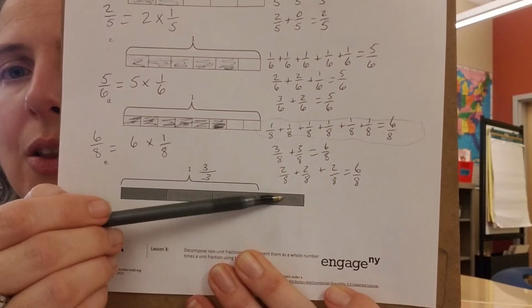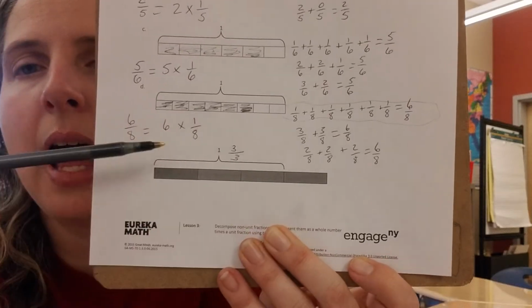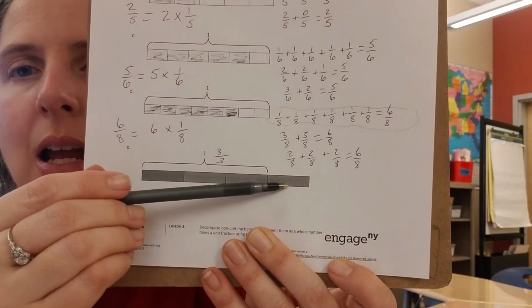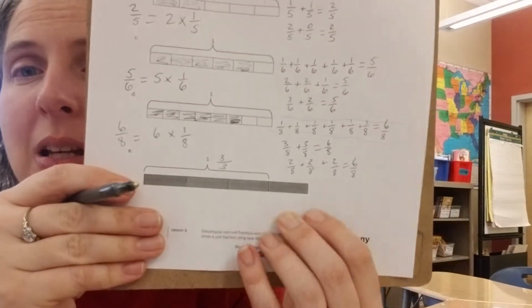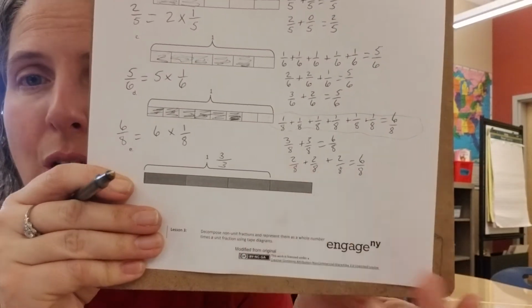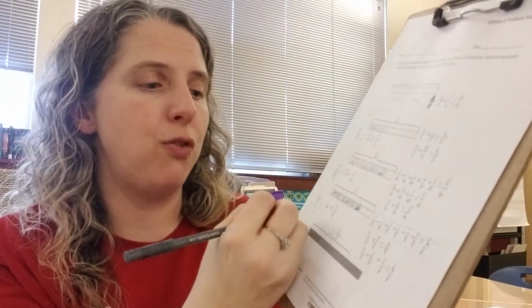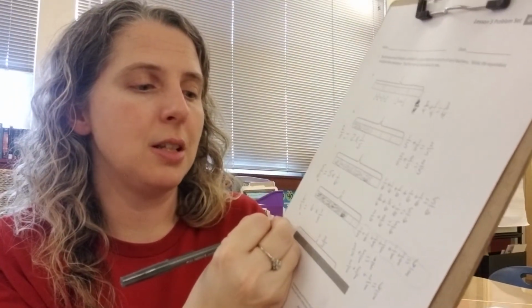Okay, so what they did is they took another 1/3 and put it there. So how many do they have right here? They have 4, but the boxes are supposed to be split into thirds. So they have a total of 4 thirds.